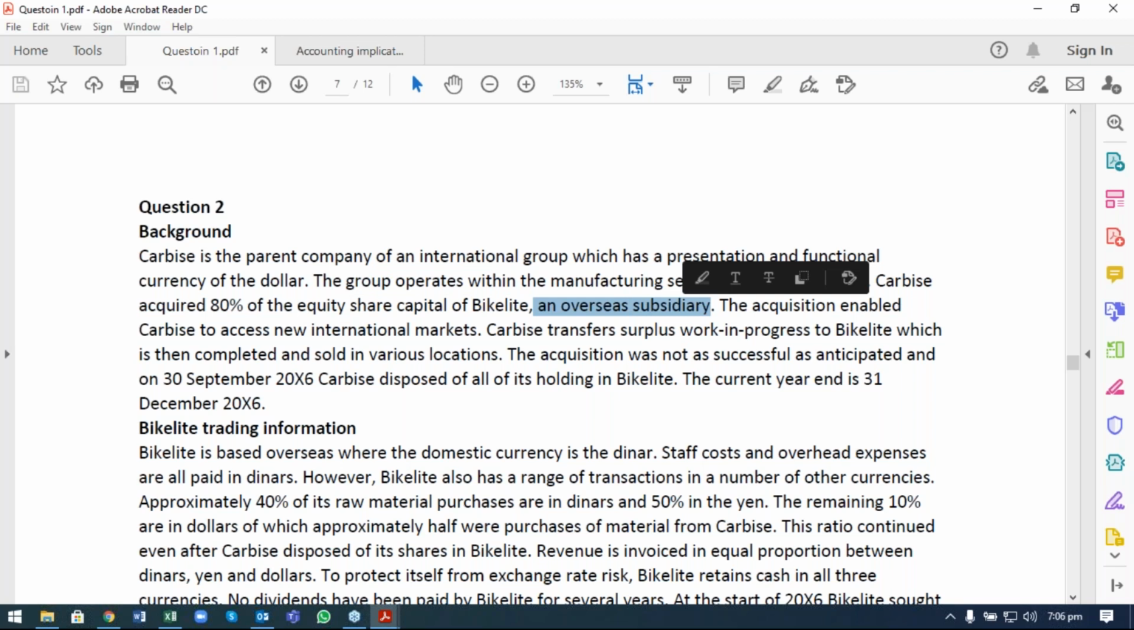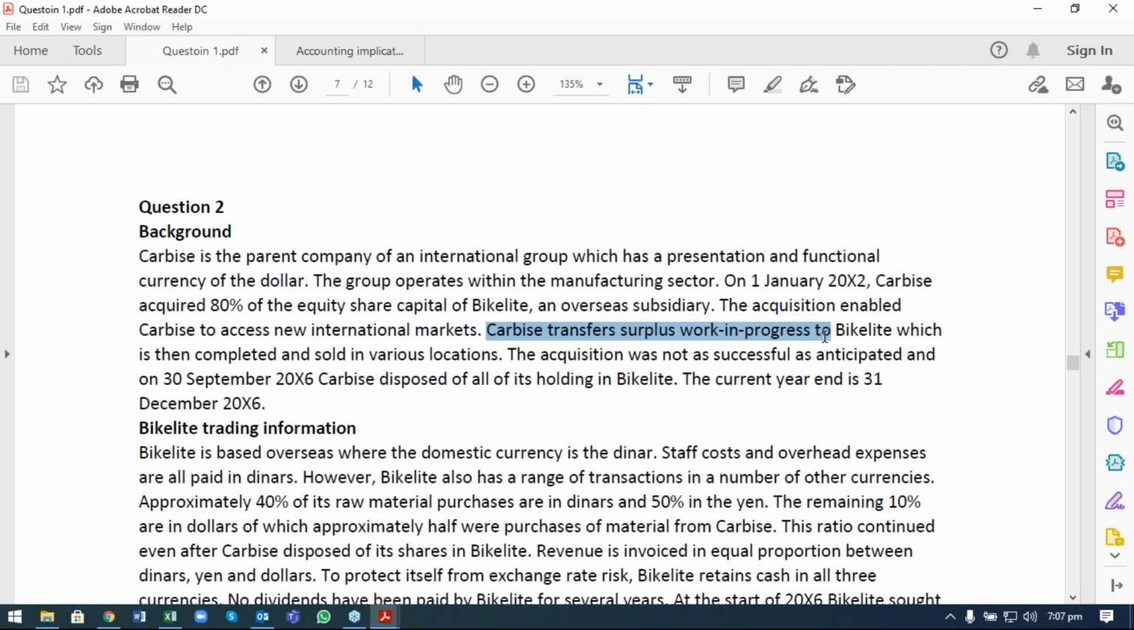Now, it's not a subsidiary working within the primary economic environment as the parent does, but it is an overseas subsidiary. Now, why was the subsidiary acquired in this way? The acquisition enabled Carbise to access new international markets. The main aim of Carbise in acquiring Bakelite is to access the new international markets.